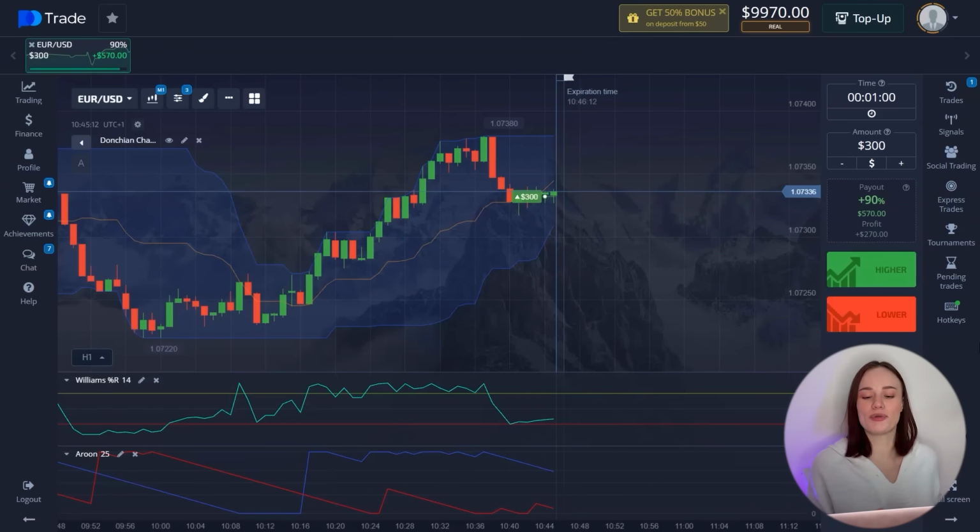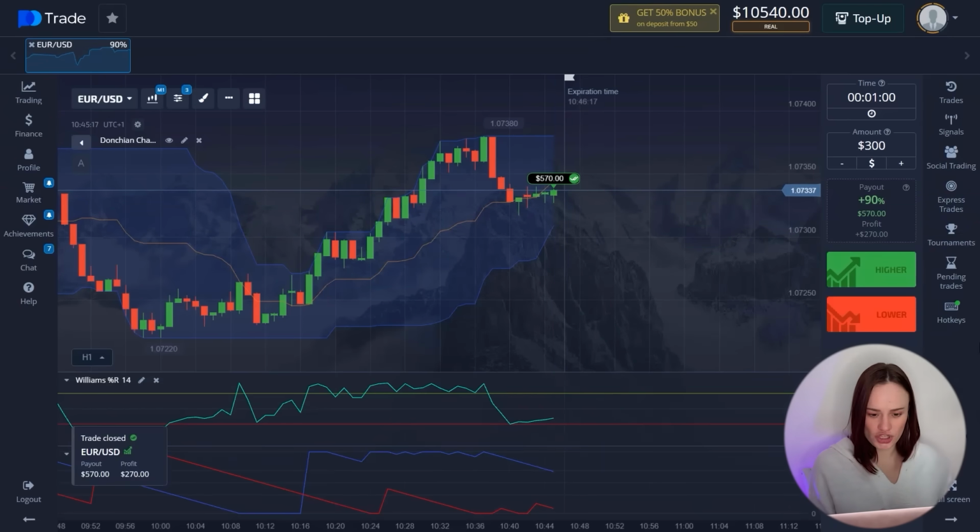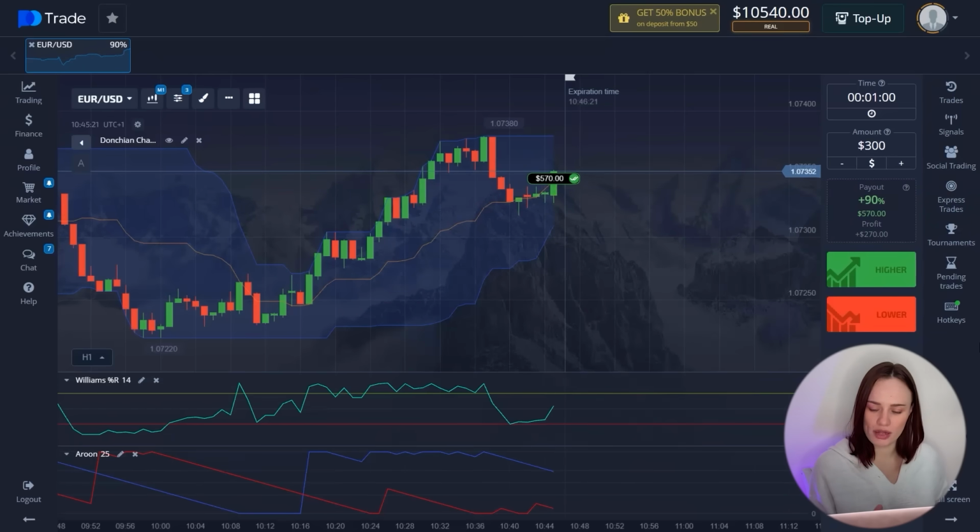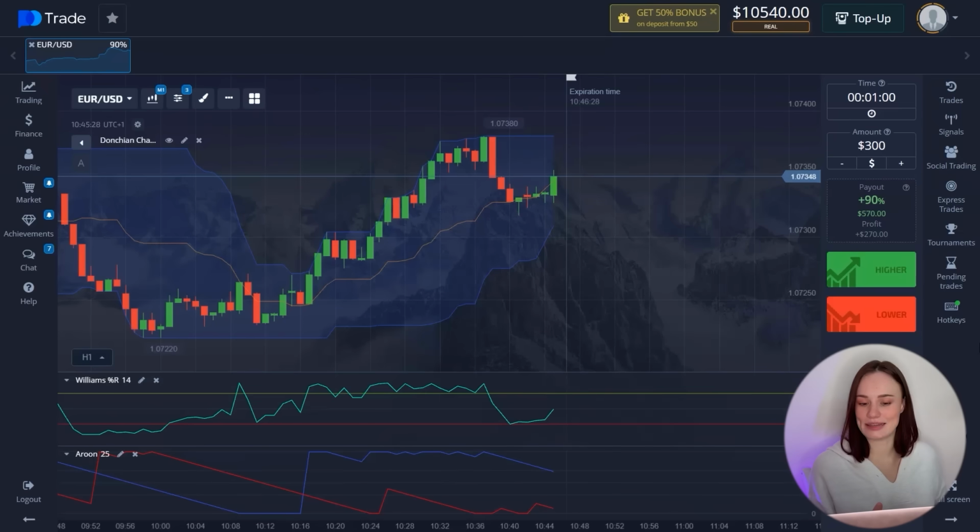The line is located between the horizontal levels of the minimum and the maximum. The transaction was successfully completed and replenished our balance by $270. So let's move on. Larry Williams used a period of 14 in his indicator.